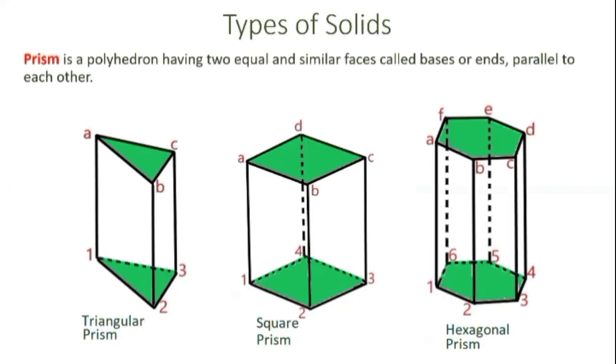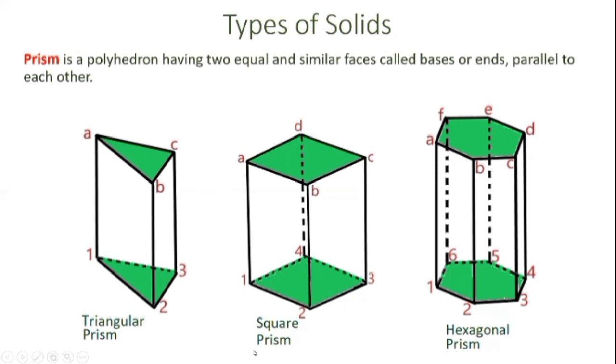A prism is a polyhedron having two equal and similar faces, that is, base or ends. Here we can see we have a triangular face 1, 2, 3 at the base, and opposite or parallel to this face we have another face, triangle ABC. The lateral faces are rectangles, so we get a triangular prism.